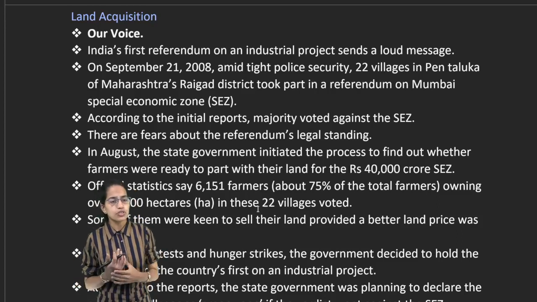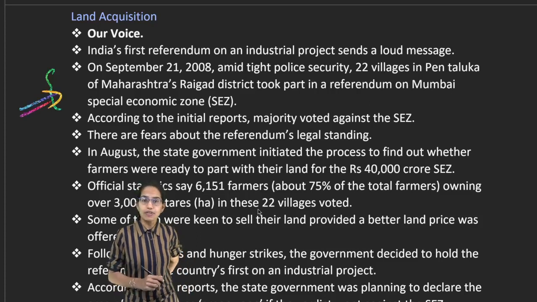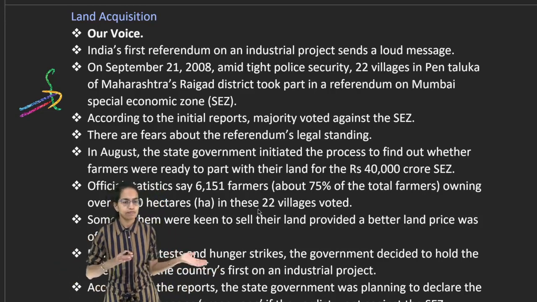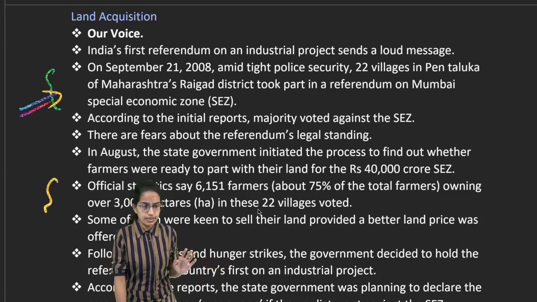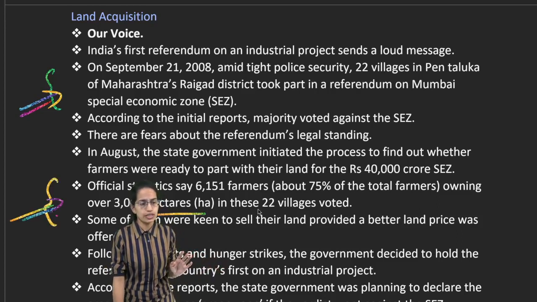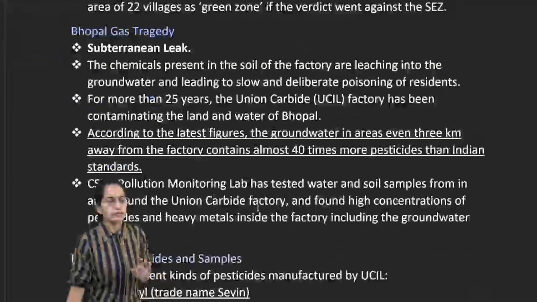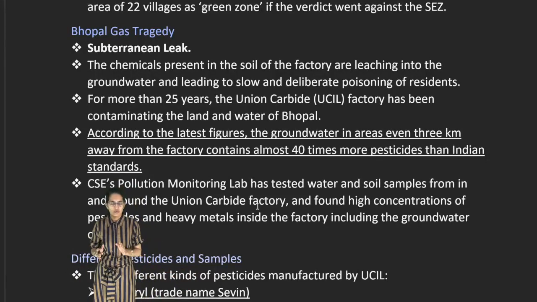The land acquisition is again important. So, a taluka of the Raigad area took part in a referendum on the Mumbai Special Economic Zone. The majority voted against it, and then there were issues regarding the official statistics. So, nearly 6,000 farmers, with over 3,000 hectares of land in 22 villages, voted, and the verdict was against the special economic zone which was established.